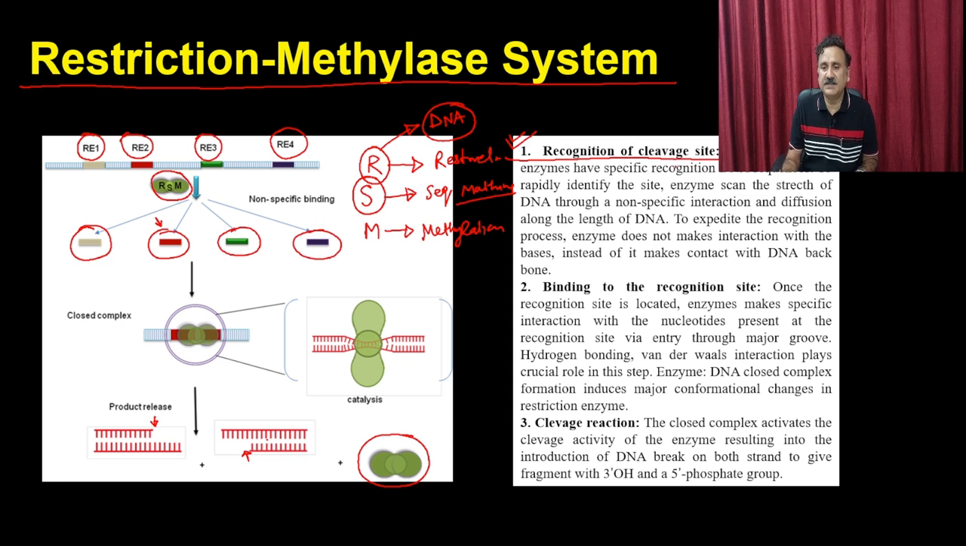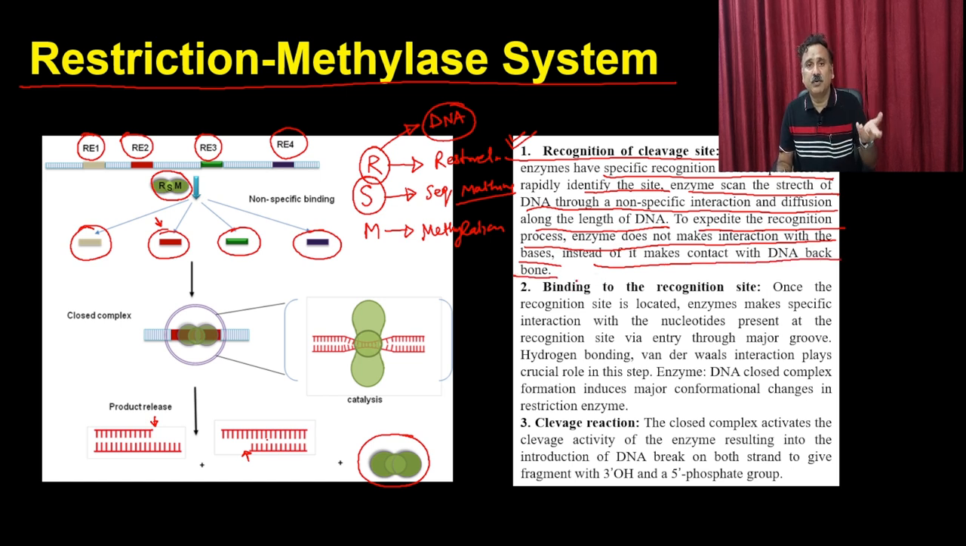First, the recognition of the cleavage site. Type 2 restriction enzymes have specific restriction sequences to rapidly identify the site. The enzyme scans the stretch of DNA through non-specific interaction and diffusion along the length of the DNA. To expedite the recognition process, the enzyme does not interact with the bases; instead it makes contact with the DNA backbone, because the backbone provides the docking site for this enzyme. If the docking site is compatible with the enzyme, it binds very strongly. If it does not, the enzyme is removed and goes to bind the next site.